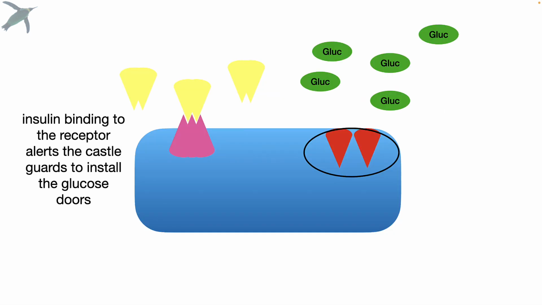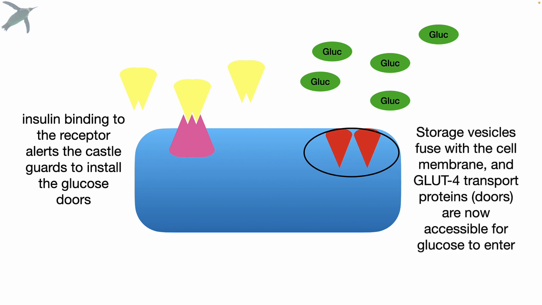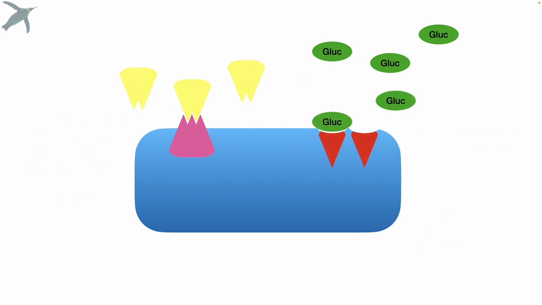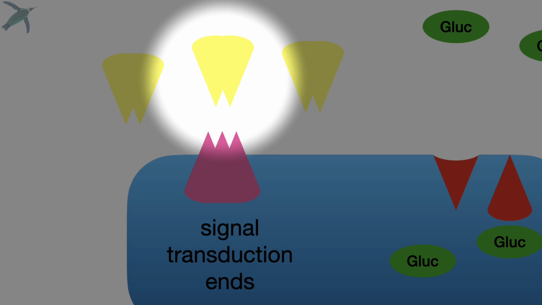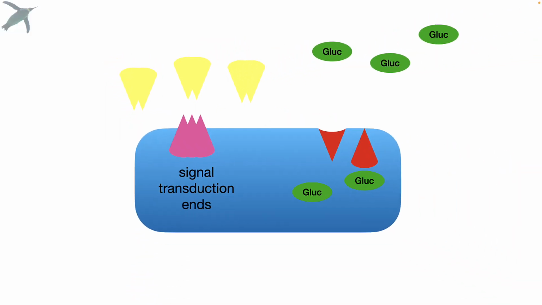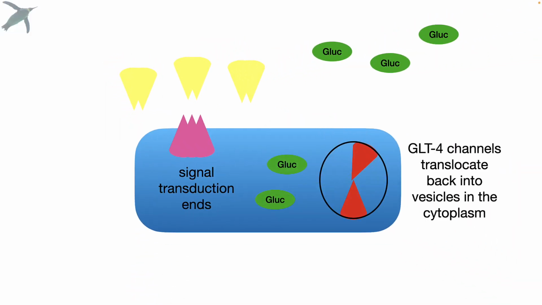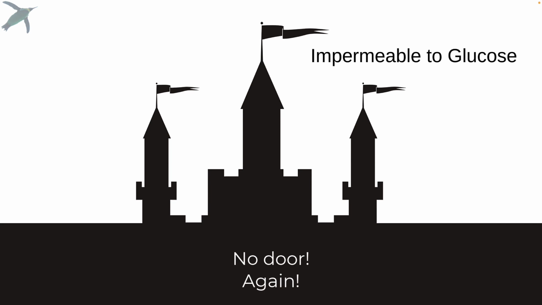Okay, so insulin binds to the receptor. We get the alert of the castle guards. Those storage vesicles will fuse with the membrane and the GLUT4 transporters are now available and glucose will start to bind. This is actually an example of facilitated diffusion. As soon as the insulin is removed from the receptor, the signal transduction ends and those little GLUT4 channels will translocate back into storage vesicles in the cytoplasm. And the castle is impermeable to glucose again.